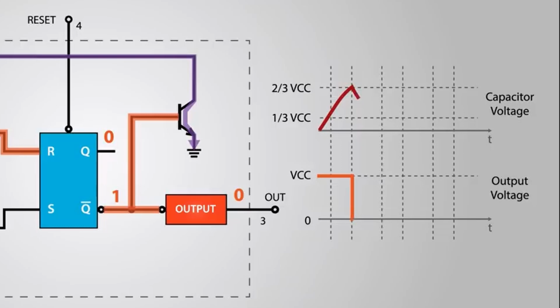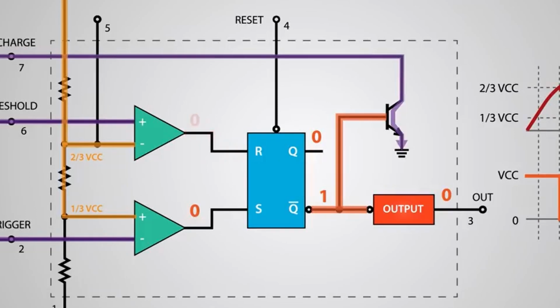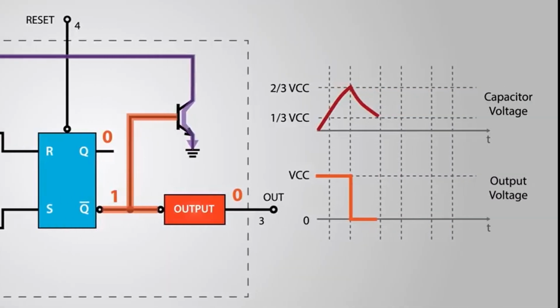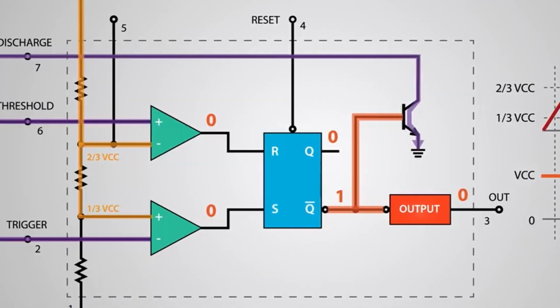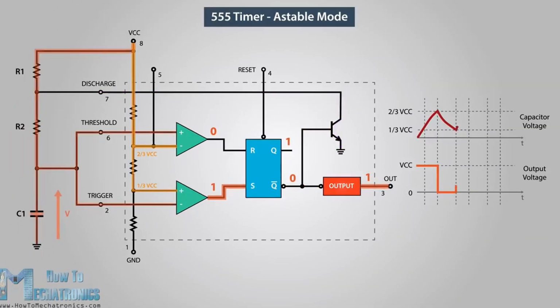While discharging, the voltage across the capacitor starts to decline, and the threshold comparator right away starts to output 0, which actually doesn't do any change as now both R and S inputs of the flip-flop are 0. But once the voltage across the capacitor drops to 1/3 of the supplied voltage, the trigger comparator will output 1. This will turn off the discharge transistor and the capacitor will start to charge again.